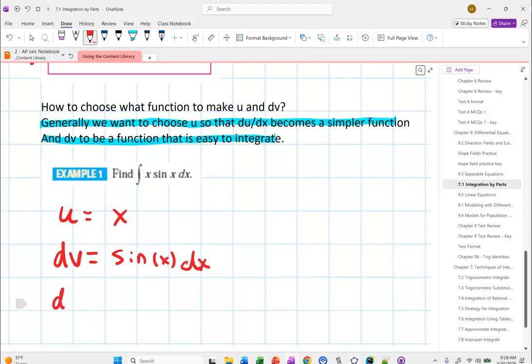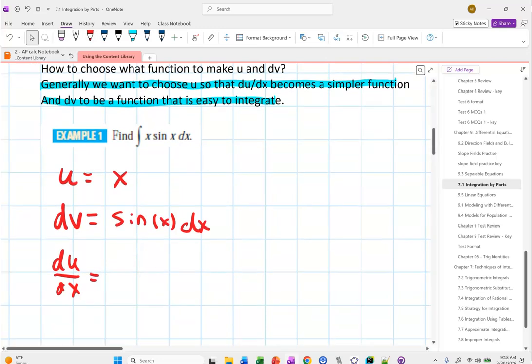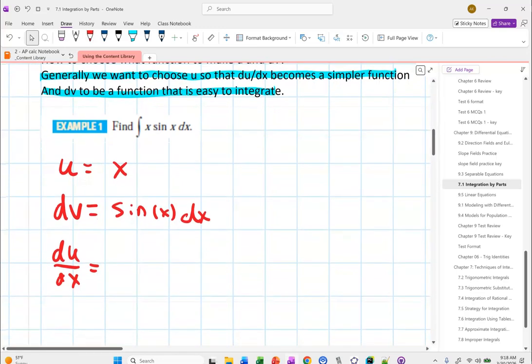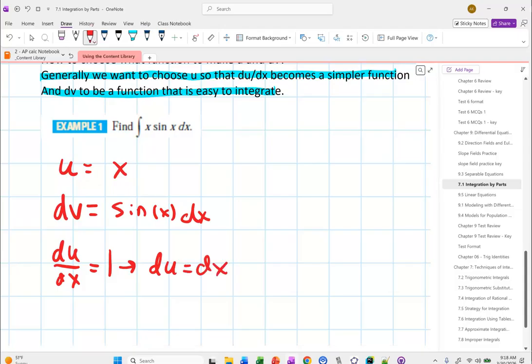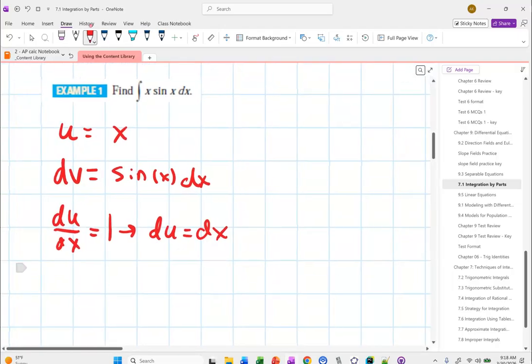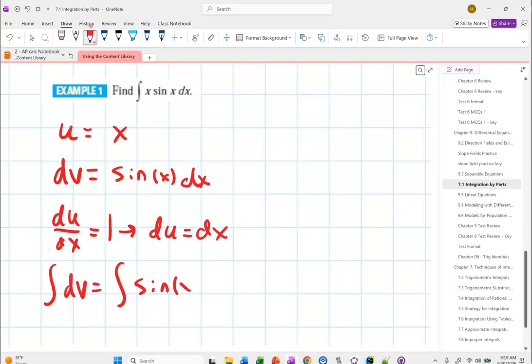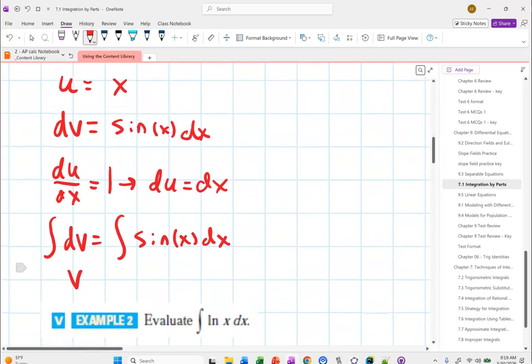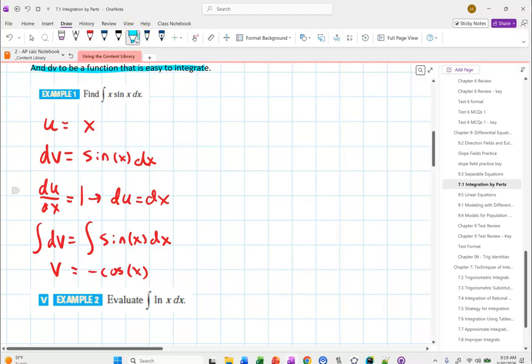So now du dx is going to be 1, or du is going to equal dx. Everybody's okay there? And the integral of dv is going to be the integral of sine x dx, right? What's the integral of dv equal? You mean v. And the integral of sine x dx is negative cosine, right? Because the derivative of cosine is negative sine. Is everybody okay? All right. So I need these two additional pieces for our formula.